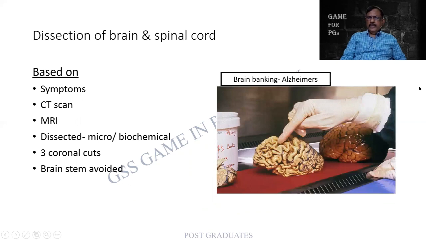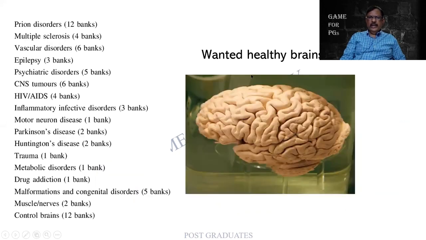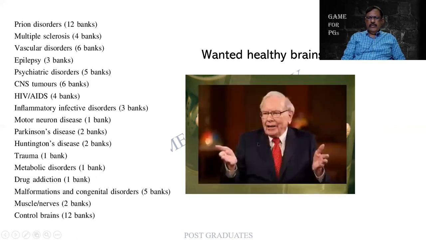There is another concept that we should be at least aware of, which is called brain banking. Just like blood banking, there is brain banking. This is a normal brain and this is an Alzheimer's brain that is being preserved. And see what all can be diagnosed or stored as such. These have all been clinically diagnosed and can be a wonderful source for research. Sometimes we want a healthy brain, and this is an instance of a wealthy brain, the richest person in the world.